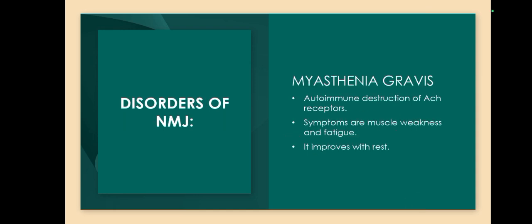So lastly, the subtopic of NMJ is disorders. The disorder which we'll be studying is myasthenia gravis. In this disorder, autoimmune destruction of acetylcholine receptors occurs, which leads to less binding of acetylcholine to its receptors. Further, less contraction of muscles, leading to muscle weakness and fatigue. These are the symptoms of myasthenia gravis, that is muscle weakness and fatigue, and it improves with rest.